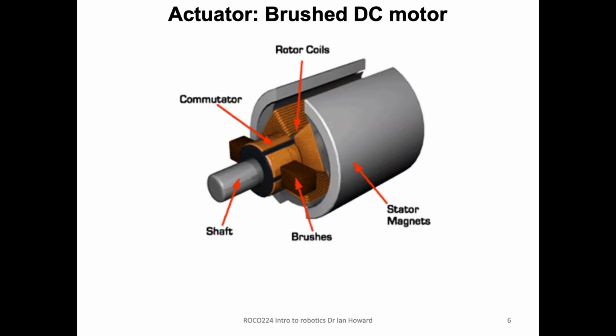Slightly more old-fashioned is the brushed DC motor. So, as you probably all know, in order to get a motor to actually rotate, you do need to keep switching the direction of the current flow through the coils, otherwise it wouldn't rotate. And in a brushed motor, this is done using a mechanical switch, which is typically built up from a commutator with brushes pushing against it, and as it rotates, it automatically switches appropriately.